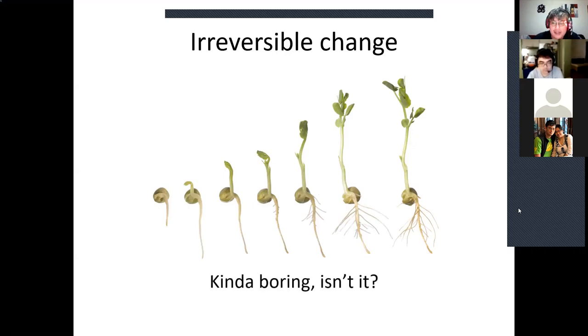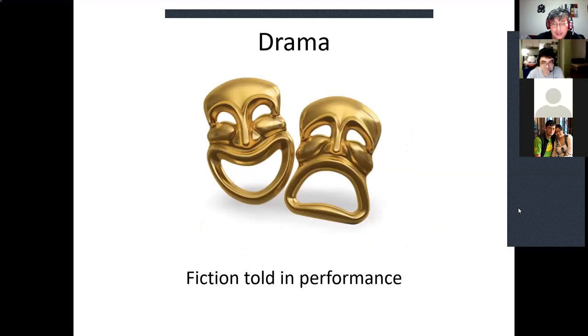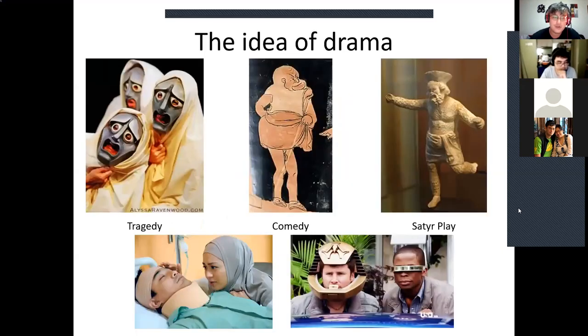And here you have an example of one story, but it's kind of boring. You're just a plant growing. So what you're now looking at is that you want to tell an interesting story. That means you are using drama, fiction told in performance. That drama can take any number of forms. It could be something on stage, it could be a book, it could be a TV episode, it could be a movie. But ultimately, drama is what tells that story.